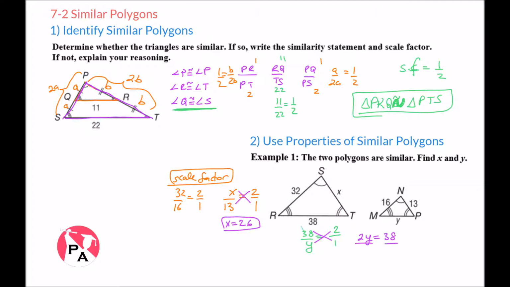We need the value of y. We divide each side by 2. So y would be equal to 19. And we are done with this question as well.